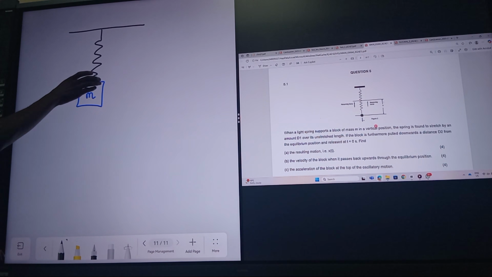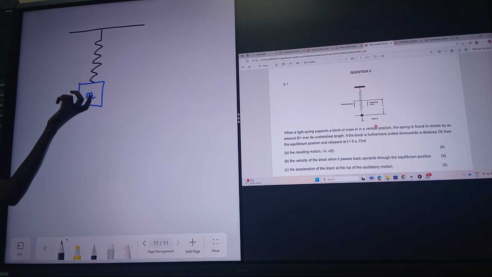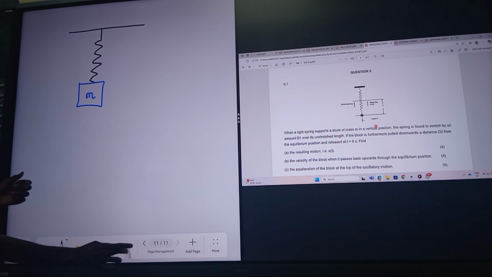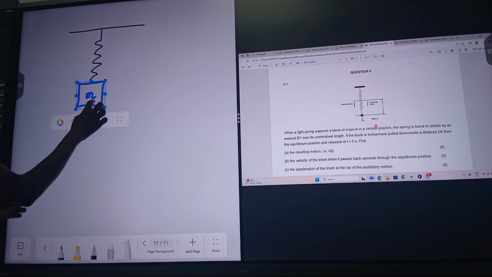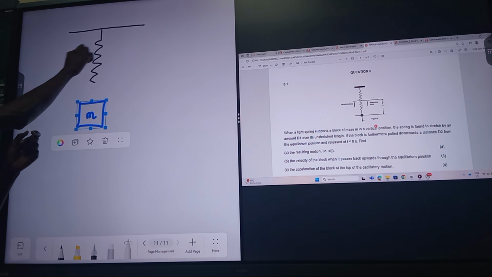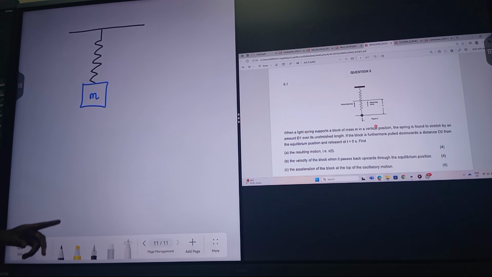So the moment we put the block here, what does the spring do? It stretches. What causes the spring to stretch? The gravitational force, because the block is heavy, so gravity is pulling it down. We'll just assume that before we put the block on, the spring was here, not stretched. And then you put the block, and now the spring has been stretched.